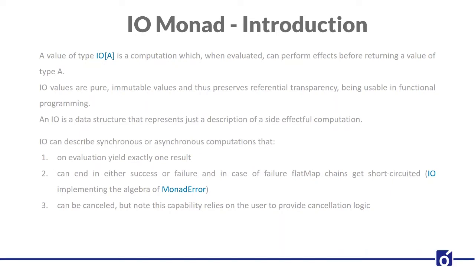And IO is a data structure that represents just the description of a side effectful computation. So whenever you see some IO monad, it is a representation that we are using side effects here. Now, IO monad can describe synchronous or asynchronous computation that on evaluation yields exactly one result and can end in either success or a failure. In case of failure, the flatMap chain gets short circuited like every monad, and it can be cancelled. But note, the capability relies on the user providing the cancellation logic. So that is basically the monad.